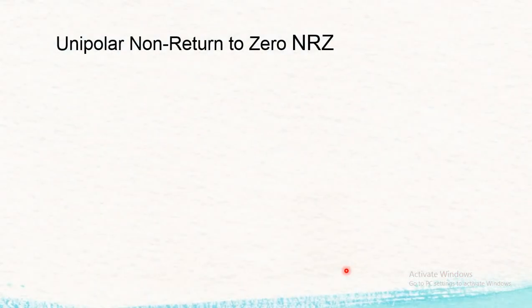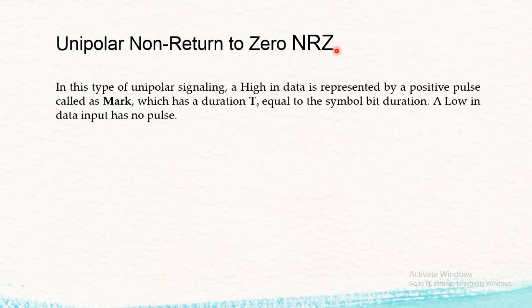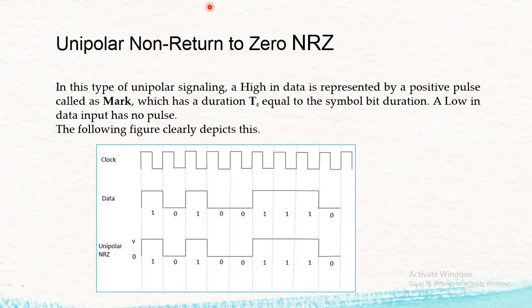The first type of line code is unipolar non-return to zero, or NRZ. In this type of unipolar signaling, the high in the data is represented by a positive pulse called a mark, which has a duration t0 equal to the symbol bit duration, and the low in the data has no pulse. This is a representation of unipolar NRZ. Unipolar means it has only a single polarity, therefore 0 and 1 values, and there is no return back. So your value is present for the complete time period. 1 is represented by 1 and 0 is represented by 0. So this is a unipolar NRZ.